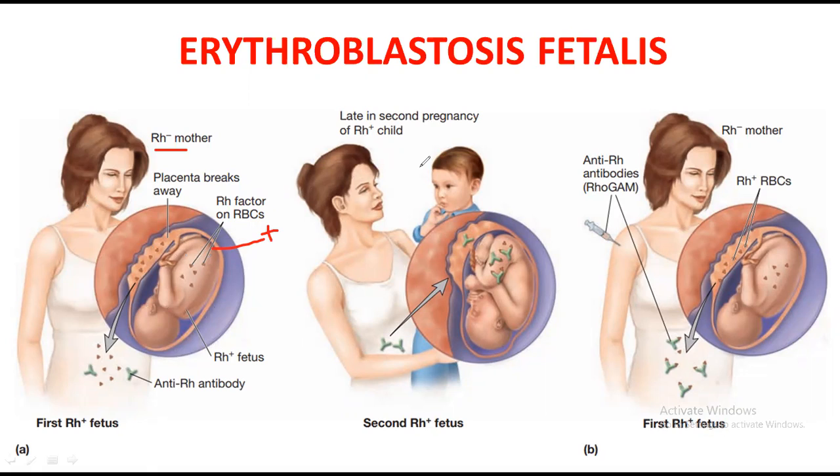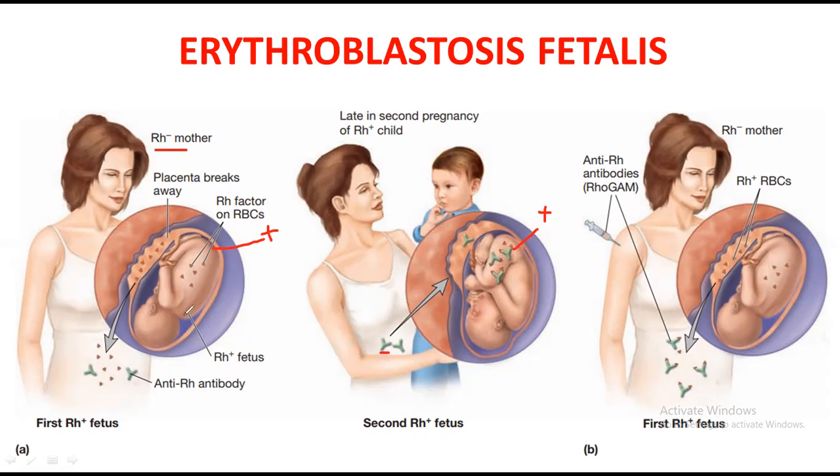For example, now she is having another baby, and he is also Rh positive, having Rh antigens over his RBC surface. The mother already has antibodies against that Rh antigen. So the antibodies will bind to the Rh antigens over the RBC and will start killing the RBCs, through hypersensitivity type 2 reaction. And the baby will die, just because of the antibodies produced inside the mother because of the first baby.